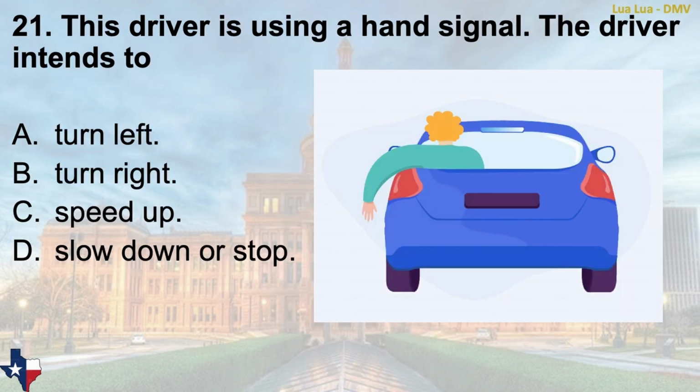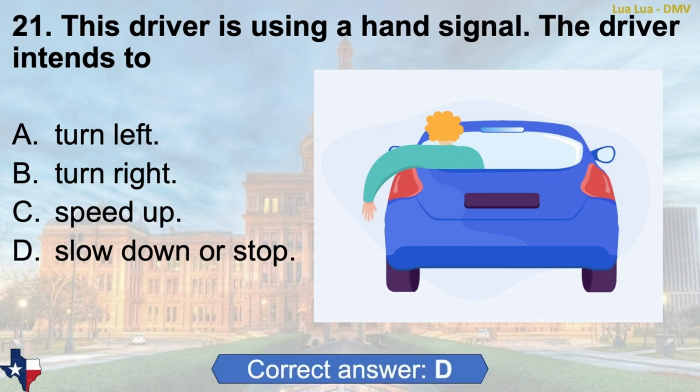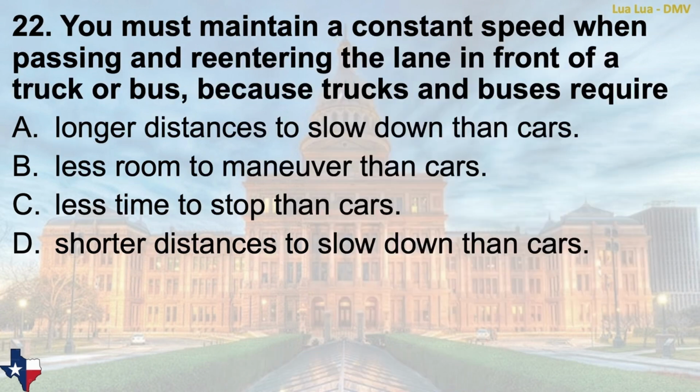Question 21. This driver is using a hand signal. The driver intends to A. Turn left. B. Turn right. C. Speed up. D. Slow down or stop. The correct answer is D. Slow down or stop.